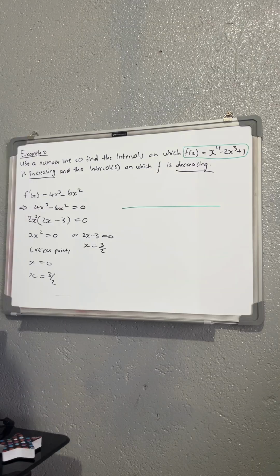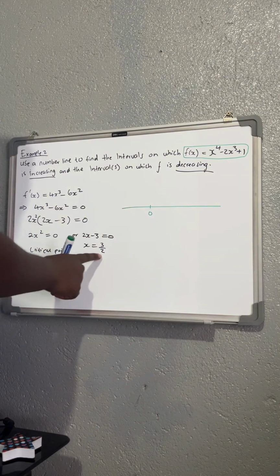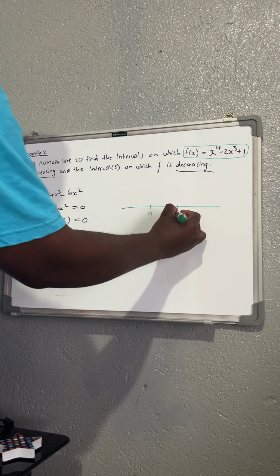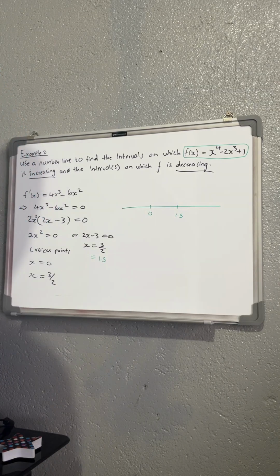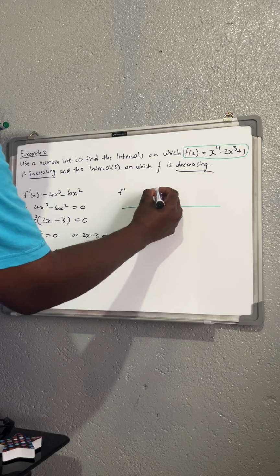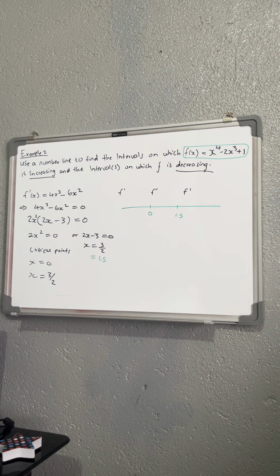On our number line, we're going to input these critical points that we got. We have this 0 here. Remember this, it's your 1.5. So your 1.5 is going to be somewhere here. So now, since we're dealing with the derivative, you still have to indicate that you're going to work on this derivative.